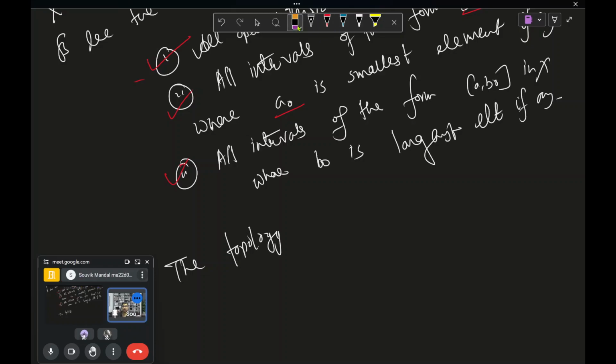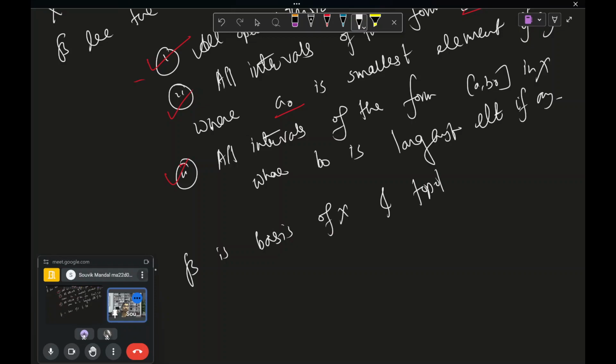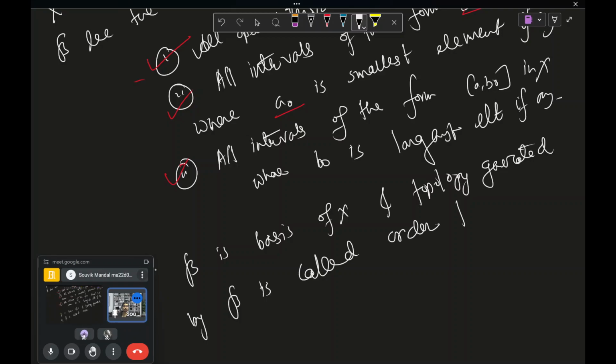Firstly, we have this collection beta. The thing is that beta is a basis of X, and the topology generated by beta is called the order topology. So this is what we mean by order topology.